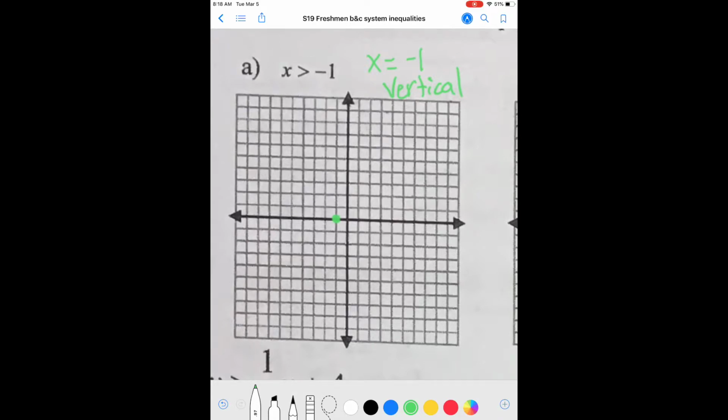Now, is it going to be dashed or dotted? Is there an or equal to sign as part of the inequality? No, so it's going to be dashed. So you're going to have a dash line. And then is it greater than or less than? It is greater than. So all of our x values, according to the inequality, are going to be greater than -1. So we want the values of x that are greater than -1, which is on the right side versus the left side.